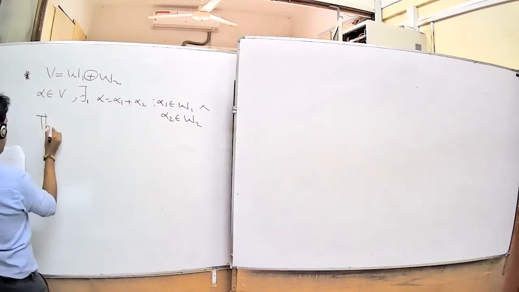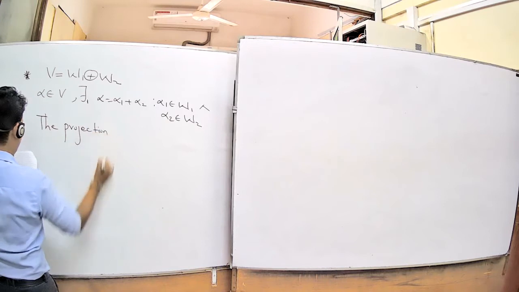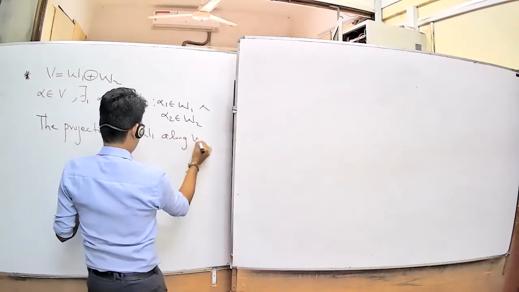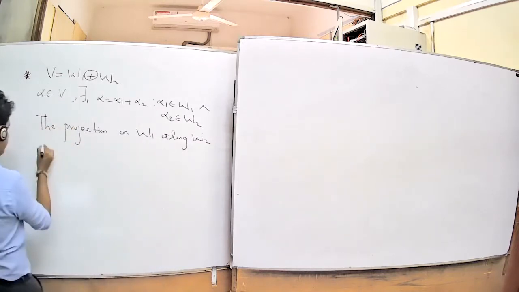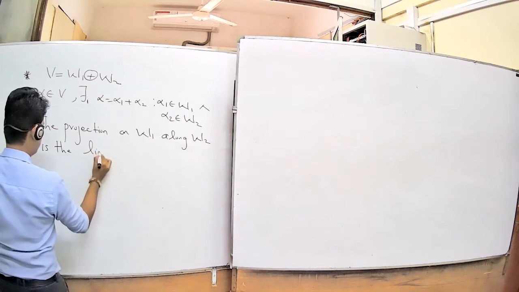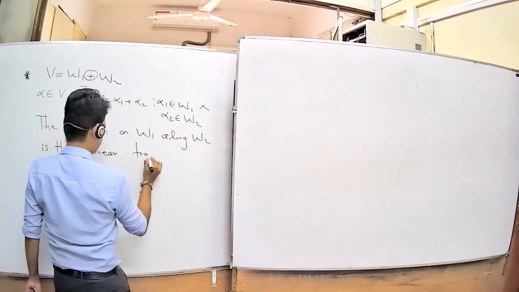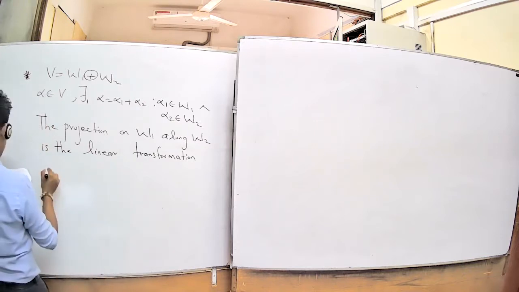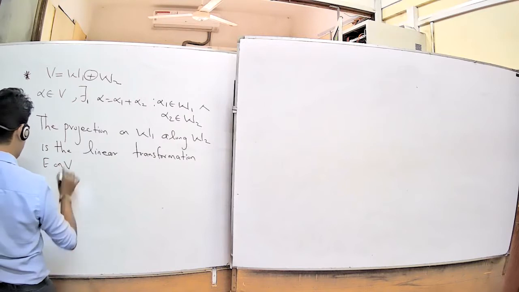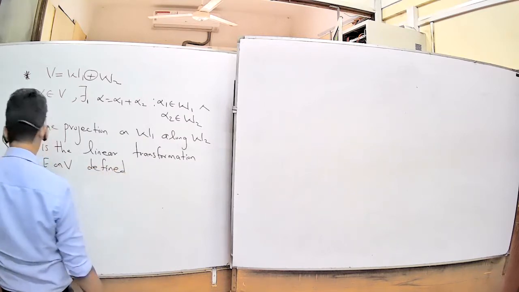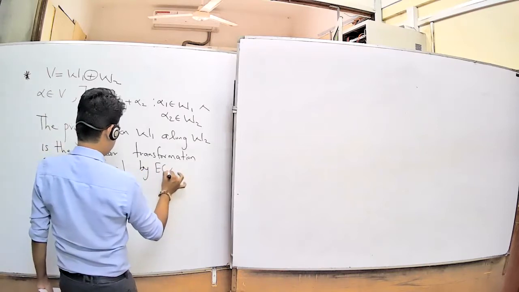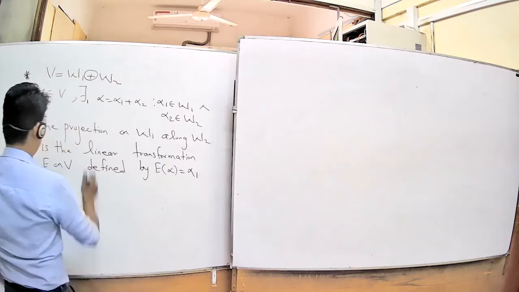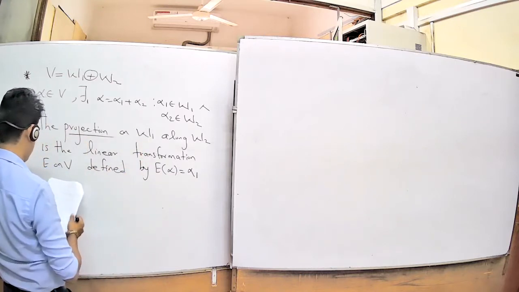The projection on W1 along W2 is the linear transformation E on B defined by this formula, which is very important: E alpha equals alpha 1. It is your projection.